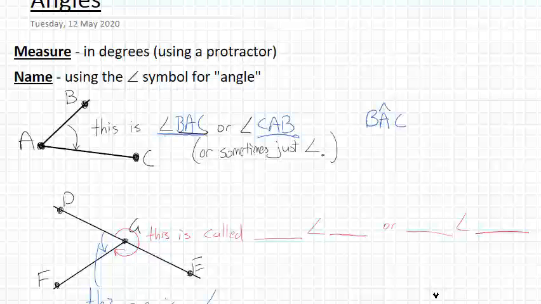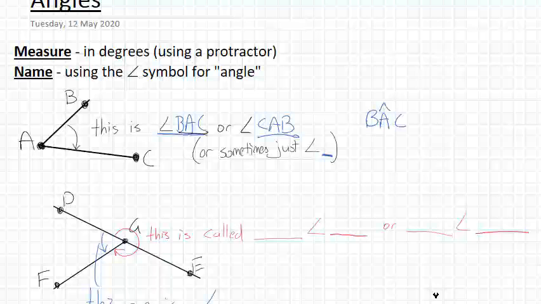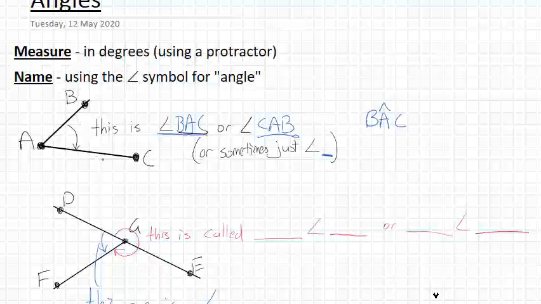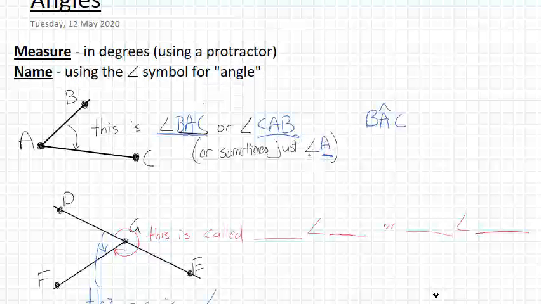One other thing here is if a diagram is super duper simple, we are allowed to call this angle A. Now, I don't really want to see you doing that, but I need you to be aware that some people and some textbooks in certain questions, some exam questions will actually talk about angle A. That always means the angle that occurs at A.